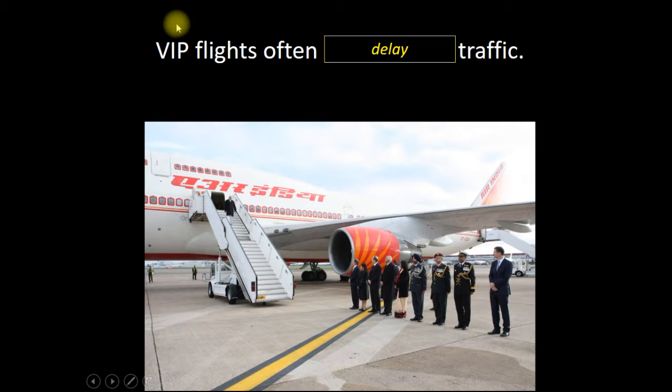Next, VIP flights often delay traffic. You may remember from the lesson on traffic what phrasal verb means delay. Hold up, right? VIP flights often hold up traffic.